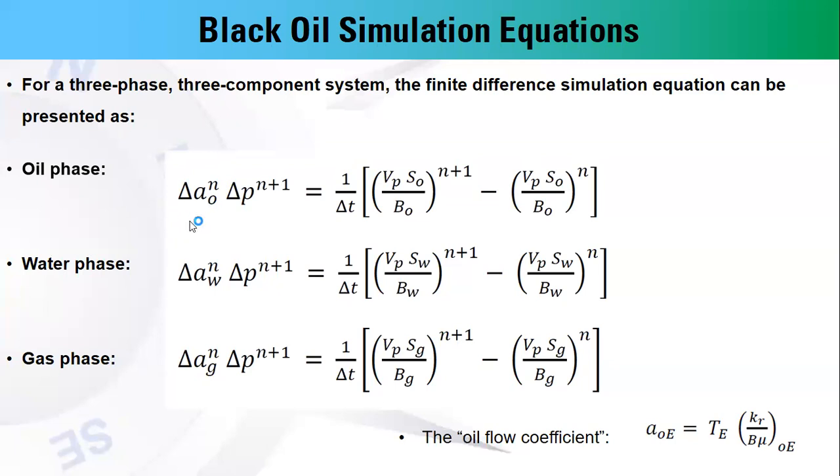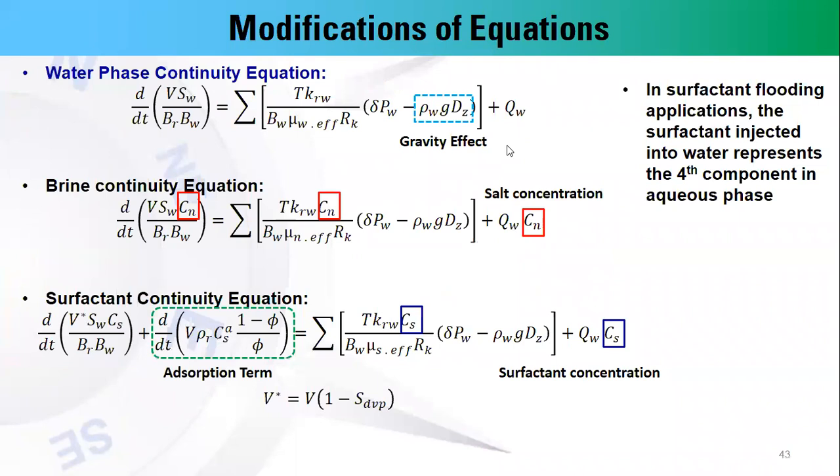Just to keep in mind, this term is the oil flow equation, and we have the pressure on the left-hand side of this equation. So we have three different equations for oil, water, and gas phases according to the material balance concept. It's very simple.